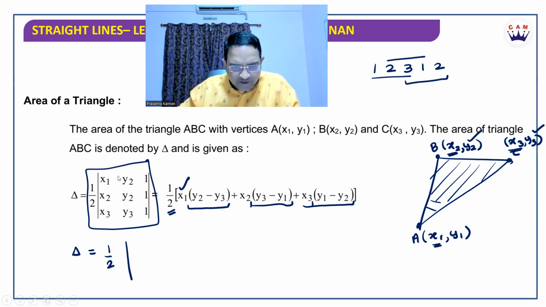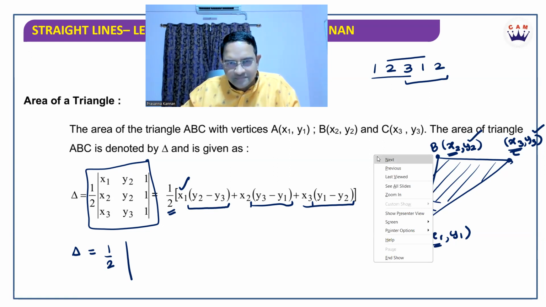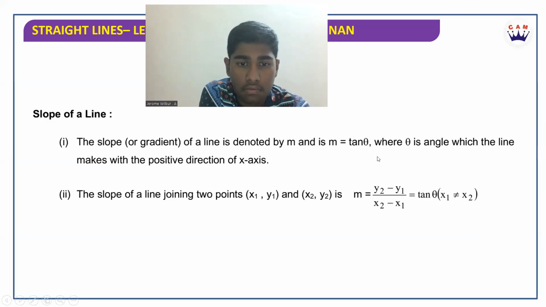Leave this representation of determinant for the time being. We'll look at it a little later. Shall we move on? Yes, sir. Okay, fine.